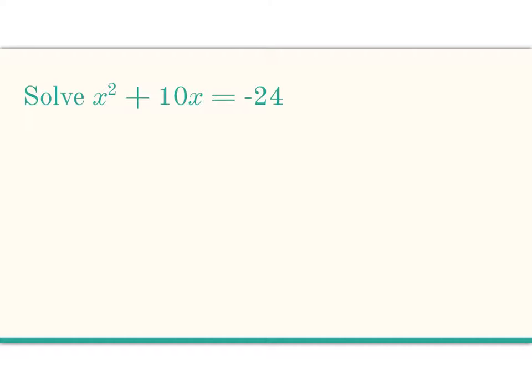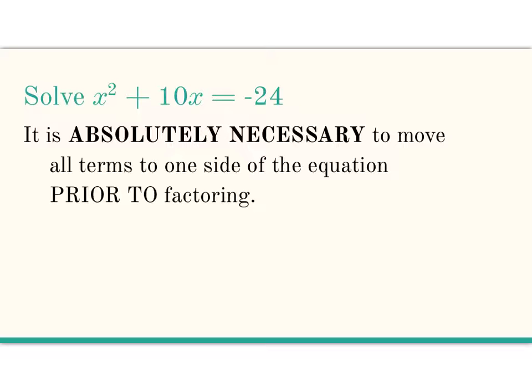Slightly different type of problem here. Now we have x squared plus 10x equals negative 24. And now comes a very, very important rule that you must follow. There is no such thing as solving a quadratic equation of this type without moving all of the terms to one side of the equation. You must get everything on one side of the equal sign before you factor.